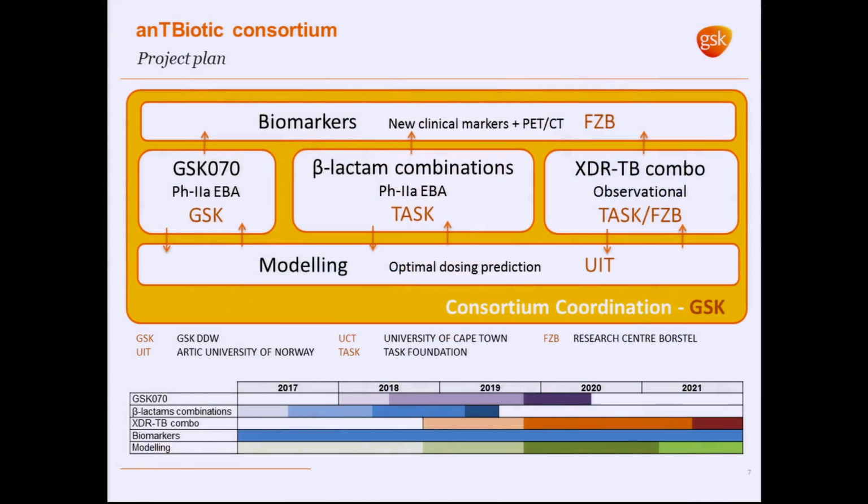So this is the consortium in a very brief overview. The phase 2A EBA of our new oxaborole molecule, the beta-lactam antibiotic combinations that we're going to test in EBA, and the XDR-TB combo, which would be an observational study, and using data from all of those studies to evaluate and identify biomarkers and improve our modelling of the disease. And this work will start with the first EBA studies with the beta-lactam antibiotics very shortly.